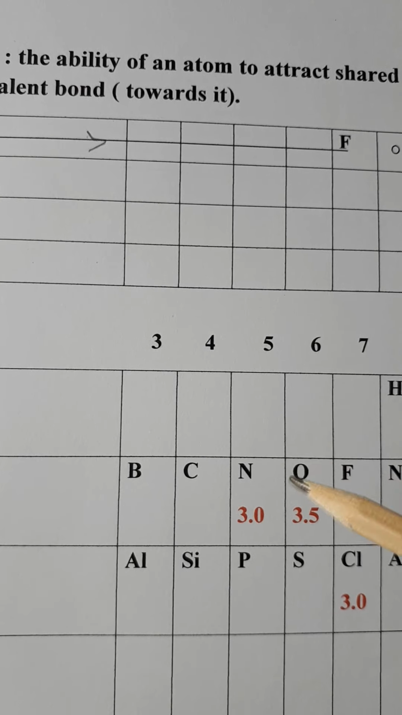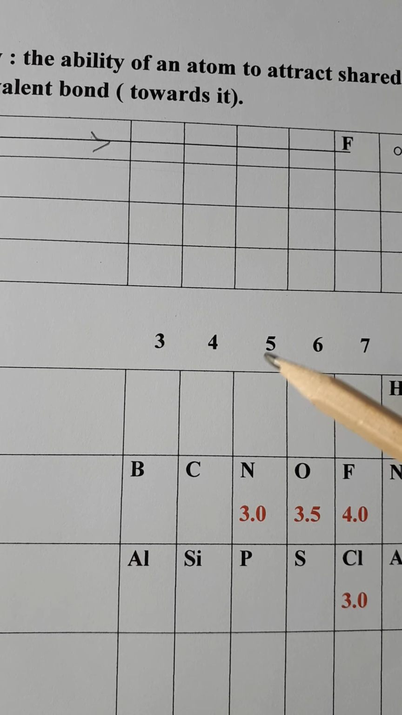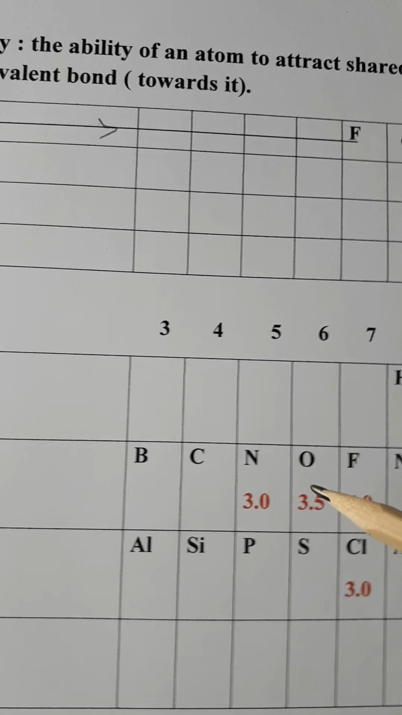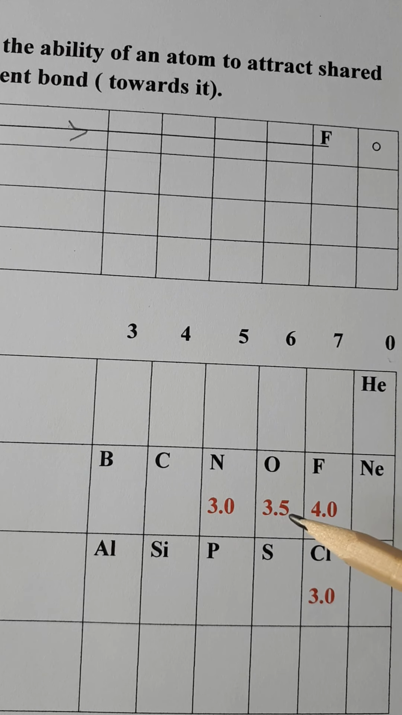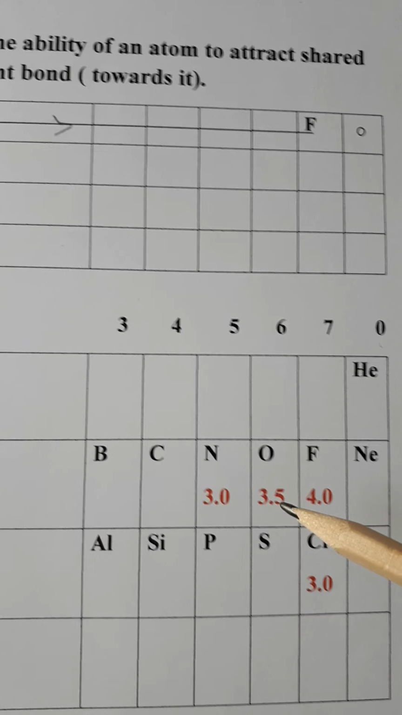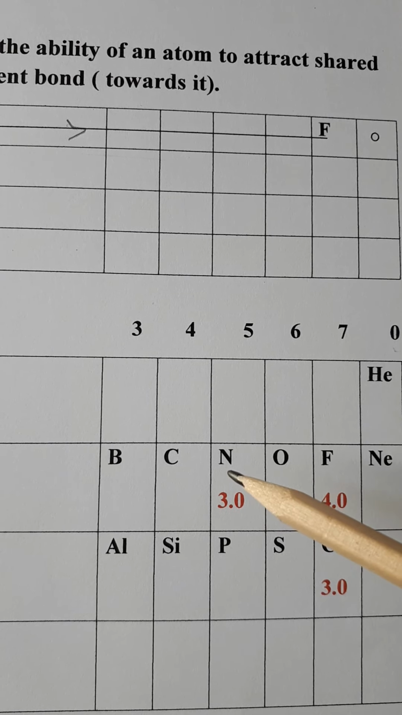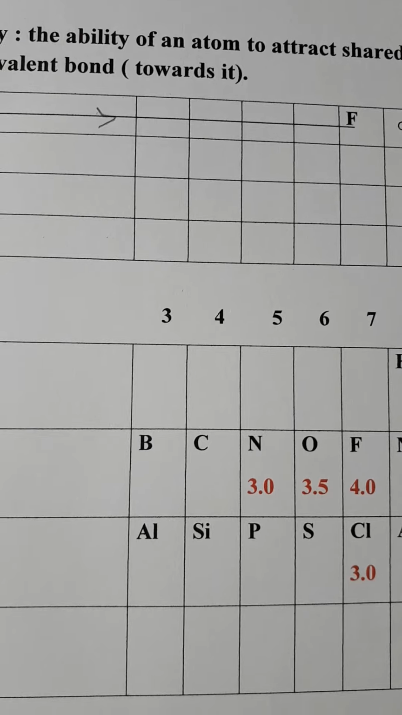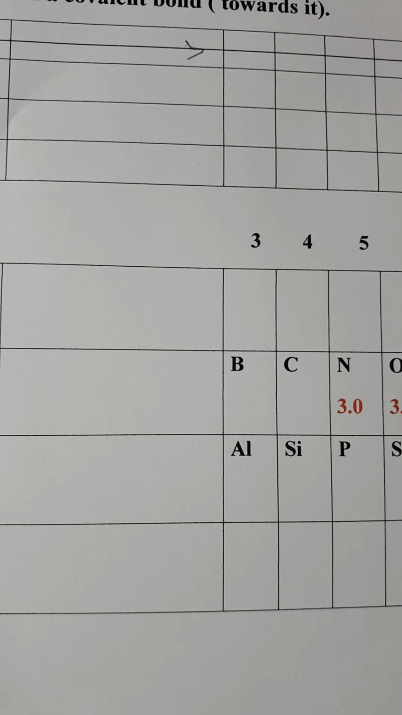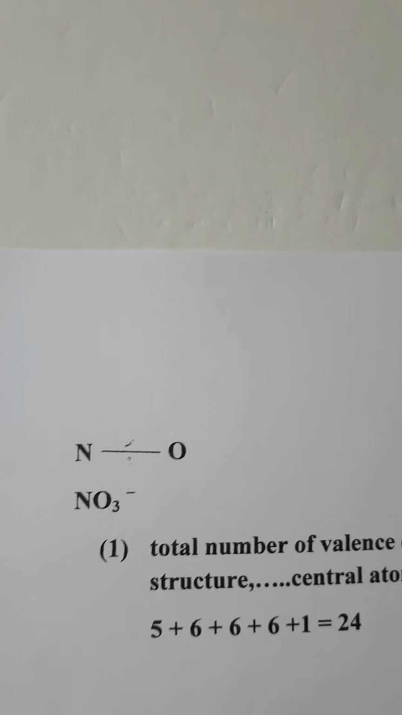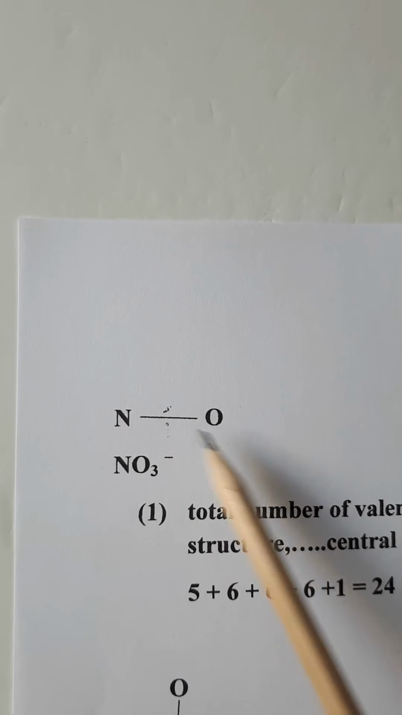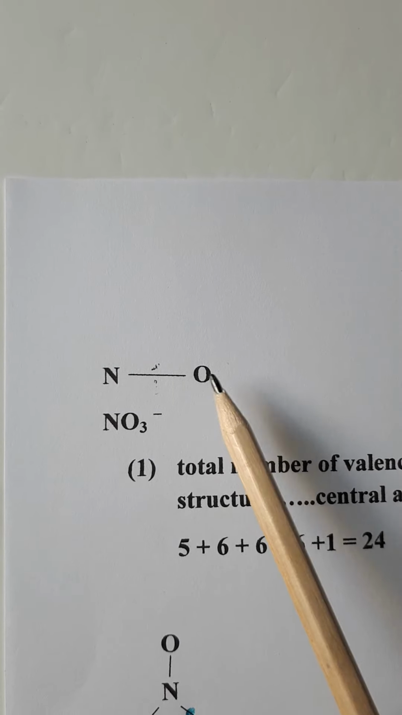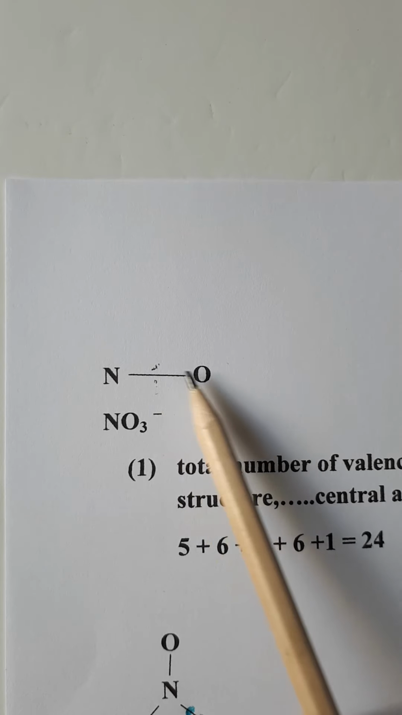So again, keep in mind that nitrogen has 5 electrons in the outermost shell. Oxygen has 6 electrons in the outermost shell, and these are their electronegativities. So you can see that oxygen is more electronegative than nitrogen. In other words, nitrogen is more electropositive than oxygen. So if you have a nitrogen-oxygen covalent bond, oxygen is more electronegative. Therefore, oxygen has a better ability to attract this pair of electrons towards oxygen.